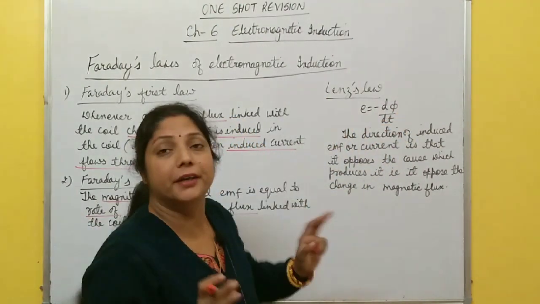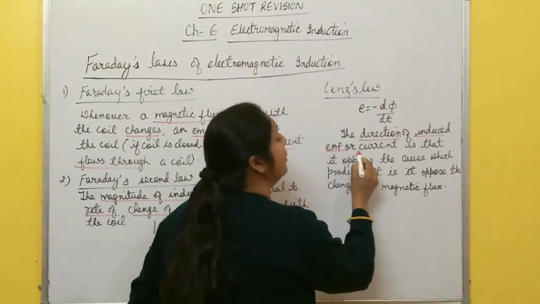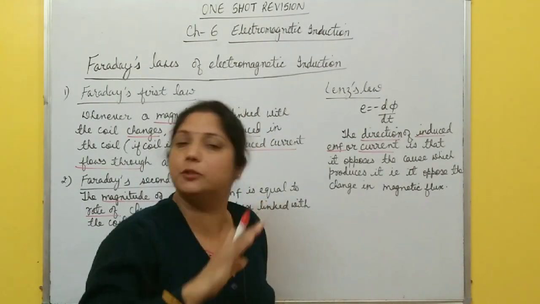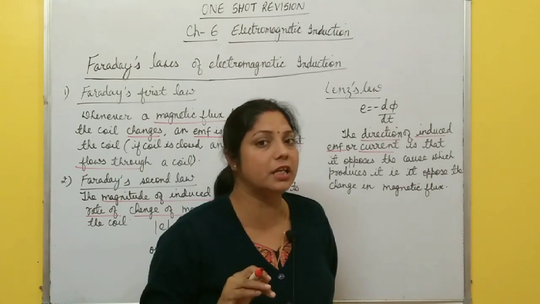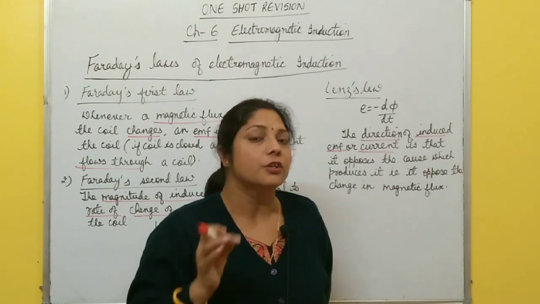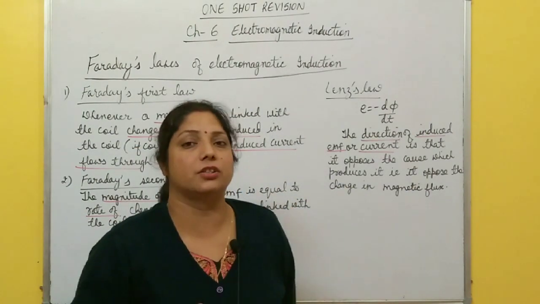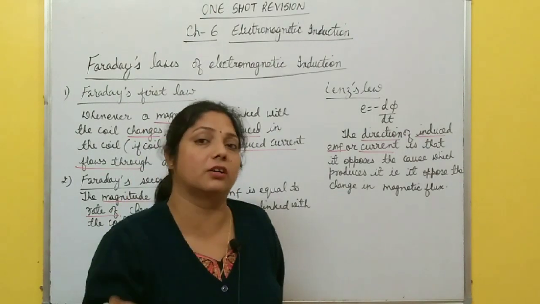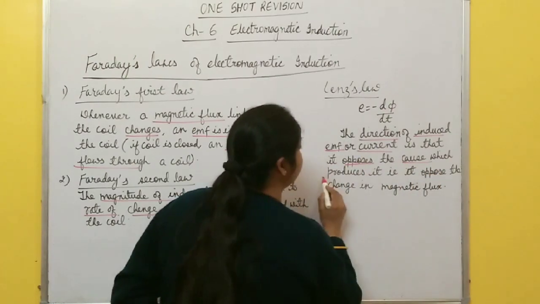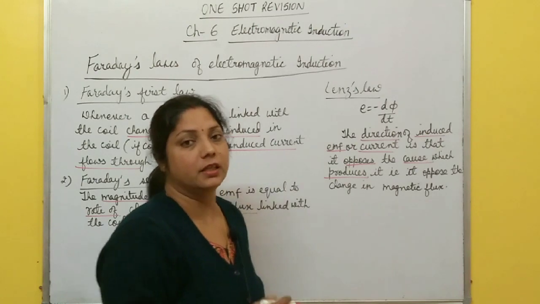It means, according to Lenz's law, the direction of induced EMF or current is such that it opposes the cause which produces it. Who produces induced EMF or induced current in the circuit? Change of magnetic flux. So the direction of induced EMF is such that it opposes the change of magnetic flux. It opposes the cause which produces it. And who produces it? Change in magnetic flux.